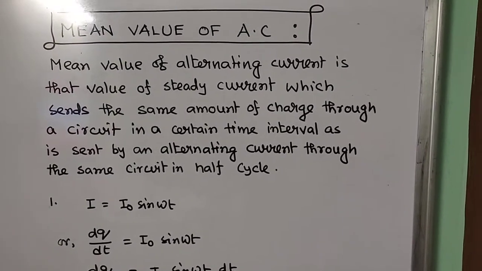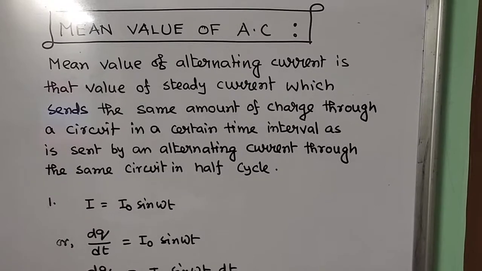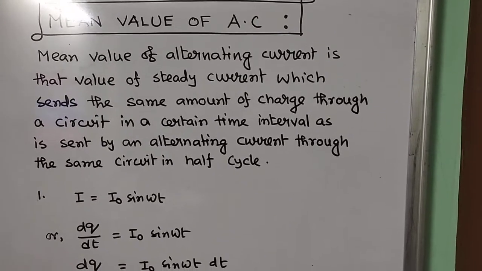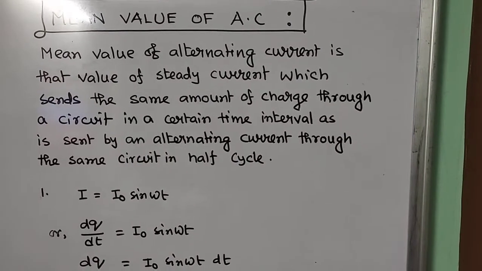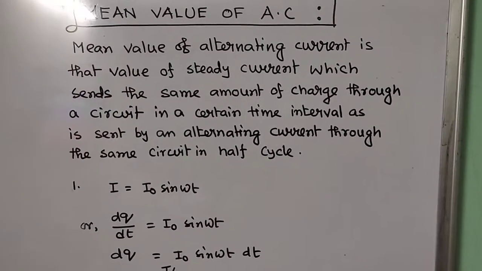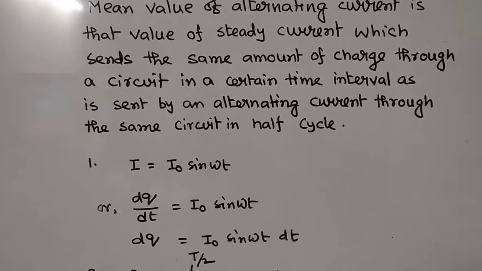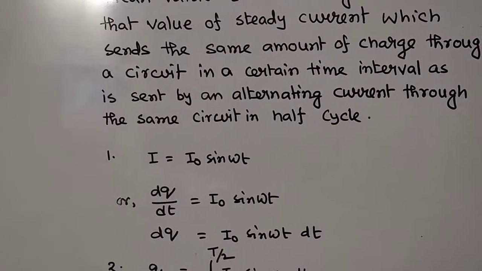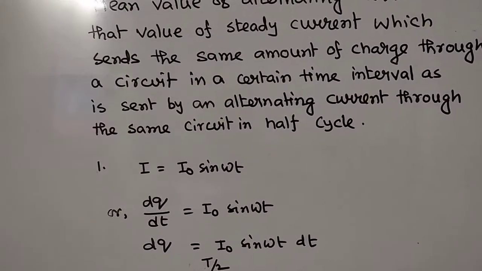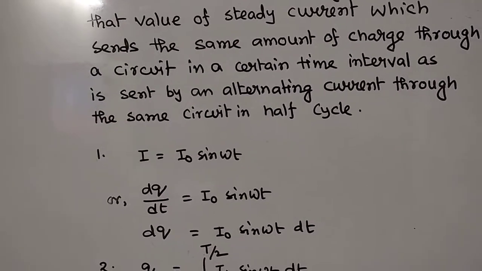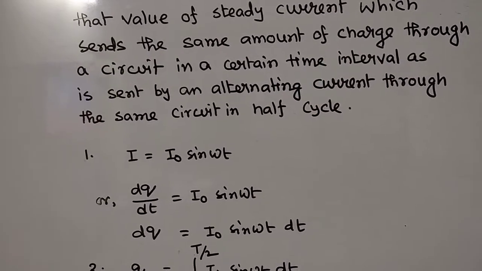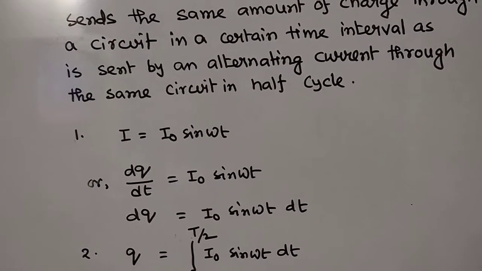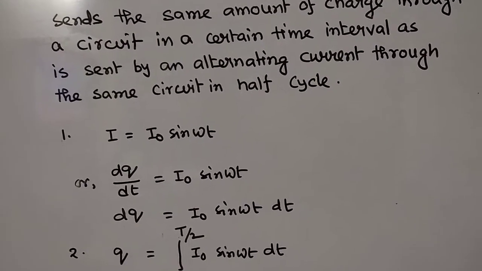Mean value of alternating current is that value of steady current which sends the same amount of charge through a circuit in a certain time interval as is sent by an alternating current through the same circuit in half cycle. So let me use the expression I equals I naught sin omega t, and this is the expression when an AC source is connected across a resistor. So I equals I naught sin omega t and I equals dq by dt, rate of flow of charge, so dq equals I naught sin omega t dt.